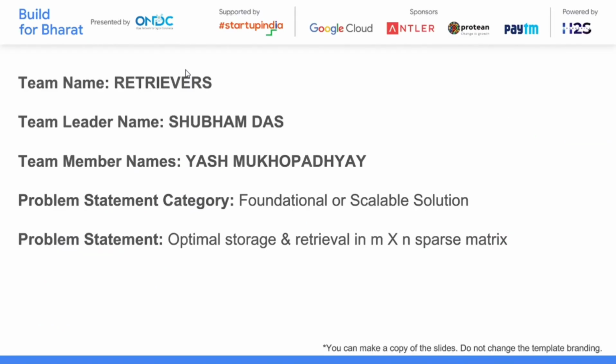We are team Retrievers. Our team leader is Shubham Das and I am Yash Mukhopadhyay, the only other member of this team. And our problem statement is optimal storage and retrieval of Pincode in an M cross N sparse matrix.